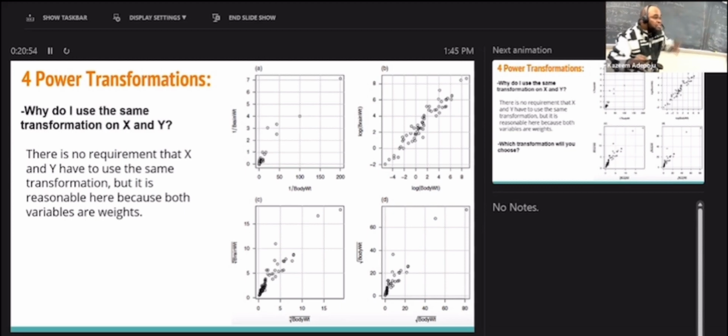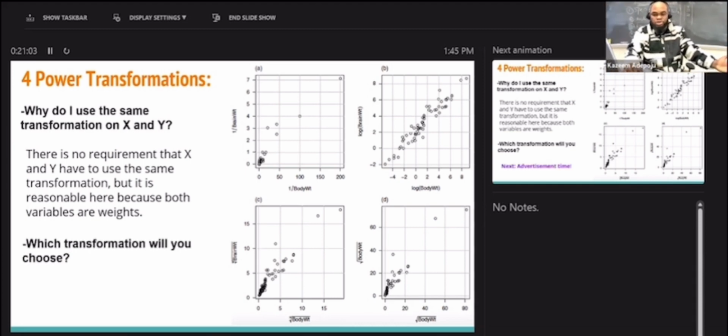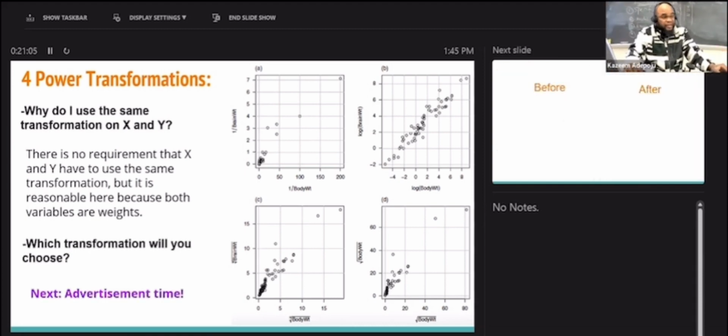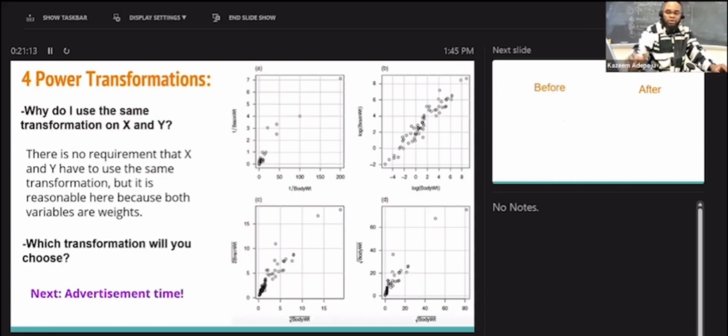That is why you see this effort. Okay. Now, take a look at that. Okay, which transformation will you choose? Of course, I think I've already said that. Now, how do you know your transformation effort has worked? We look at the scatter plot. It's now a straight line.